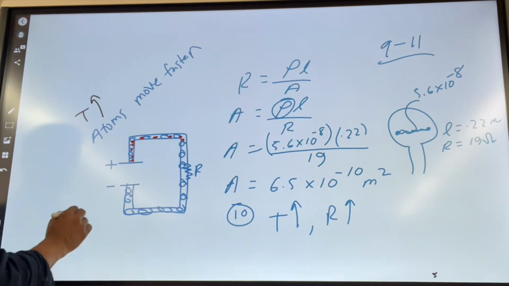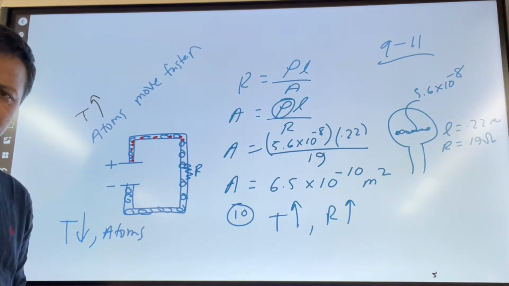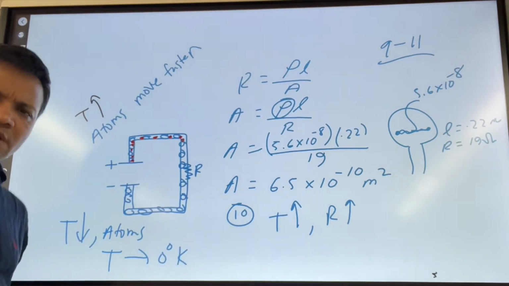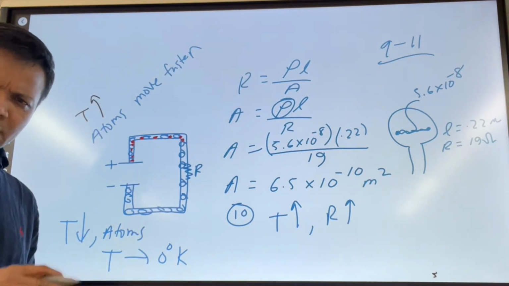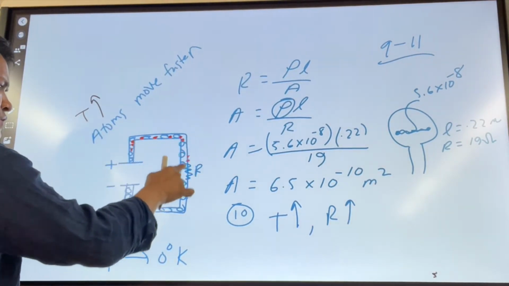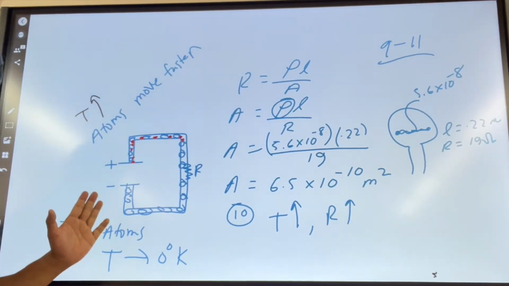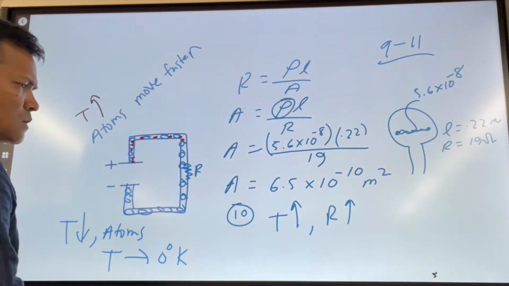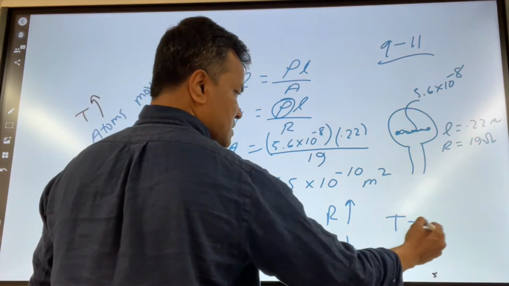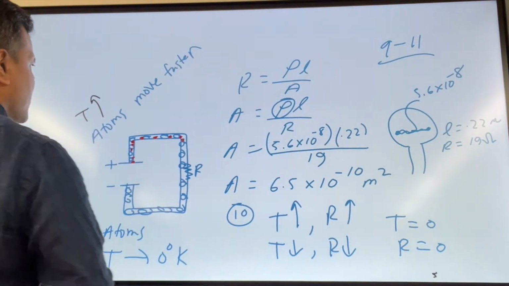If on the other hand temperature go down, then atoms do not move fast, they move slow. If the temperature goes to zero degree Kelvin, then atoms sit down on the couch, they watch TV, they take rest. If atoms do not move, then when electrons move, they don't collide with the atoms. As a result, there would be no resistance. That would be a superconductor. So if the temperature is small, then resistance is also small. If temperature is zero, then resistance is also zero. Okay, very nice. And then number 11, we have to find the power.